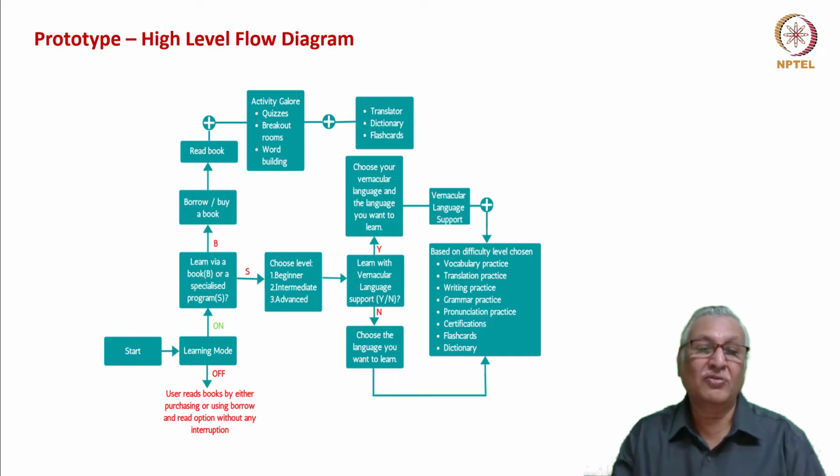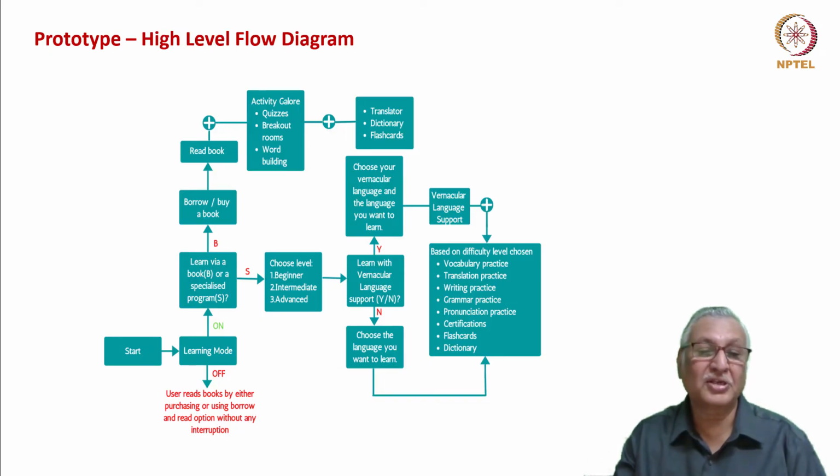So this is the high-level flow diagram for the prototype. You start on the learning mode. There is an off mode and there is an on mode. In the off mode, the user reads books by either purchasing or using the borrow and read option without any interruption. In the on mode, you have the option to learn via a book or a specialized program.